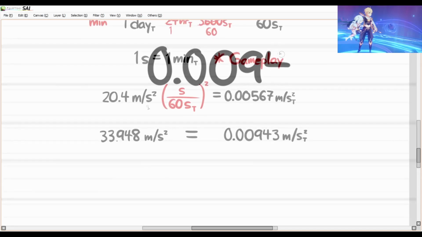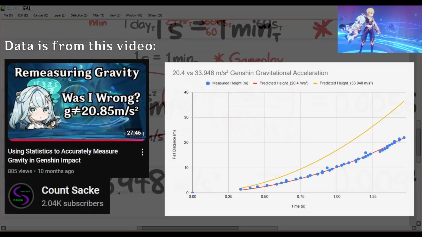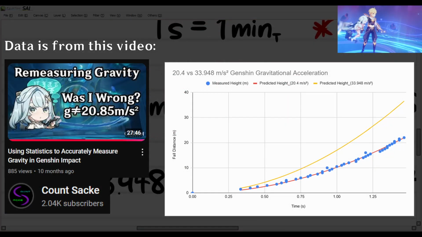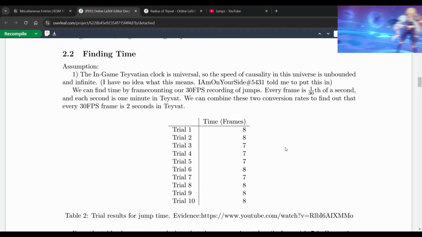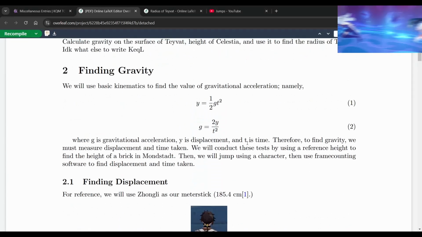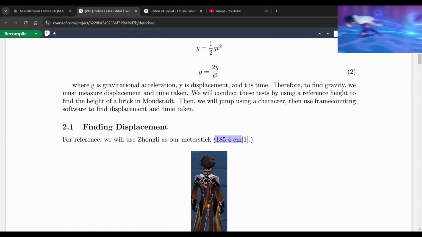Something's wrong here. I measured this with very high accuracy, so to see that the number here is 33.948, something's weird. I don't exactly know where things might have gone wrong. I'm tempted to say that it might have something to do with this, but I don't know. For all I know, this could be accurate.